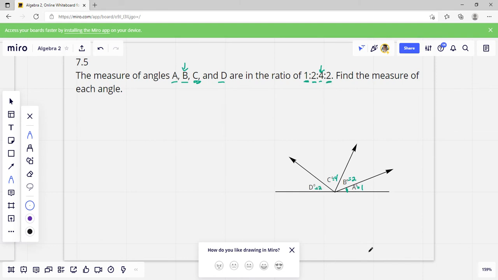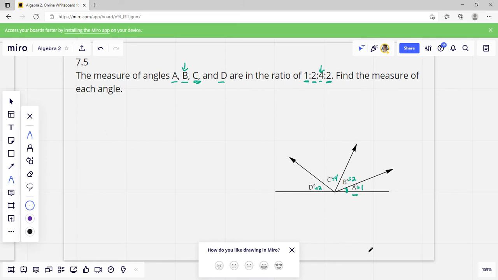That means that this angle, B right here, is twice the size of A. And C right here is 4 times the size of A. So it's just a relationship between those numbers. Okay, so A is like our base, and B is twice as big as A. And D is twice as big as A, so 2 times A. And then C is 4 times A. So we're just going to call A, our base, x.